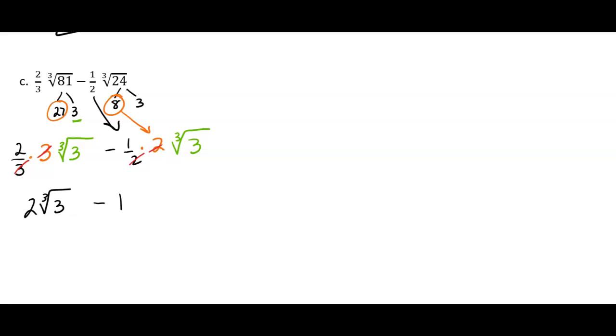Now you might be saying, well, what if they didn't cancel? I'll talk about that in a second. Okay, so you have 2 cubed root 3 minus 1 cubed root 3. That's going to be just 1 cubed root 3. You can write the 1 or you can not. Generally, we wouldn't write it, but I know sometimes people like to put a 1 there. But, you know, the more symbols, sometimes the more confusing it is. Okay, now, if we hadn't been able to get rid of the fractions, we would just have to add fractions, but that's okay.